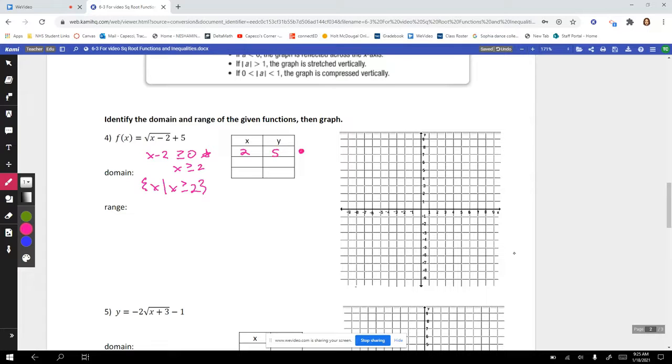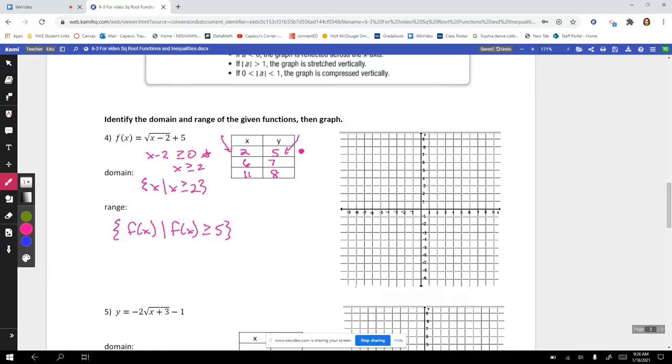And so this right here is going to dictate what my range is as well. So f of x such that f of x has to be greater than or equal to 5, because if this is the lowest value that my x can be, then this has to be the lowest value that my y can be. Okay, I'll pick some other points that are easy to work with, substitute them in.